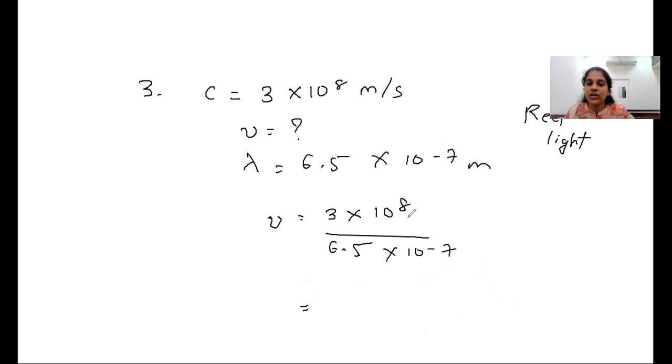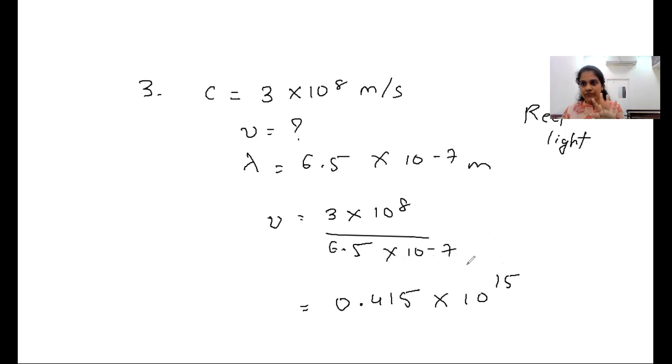As I said, first let us solve this 10 raised to part. This minus 7 will go into the numerator, and it will be 10 raised to 15, right? 8 plus 7. Yes or no? And what is this 3 upon 6.5 going to give me? It is going to give me 0.415 something.